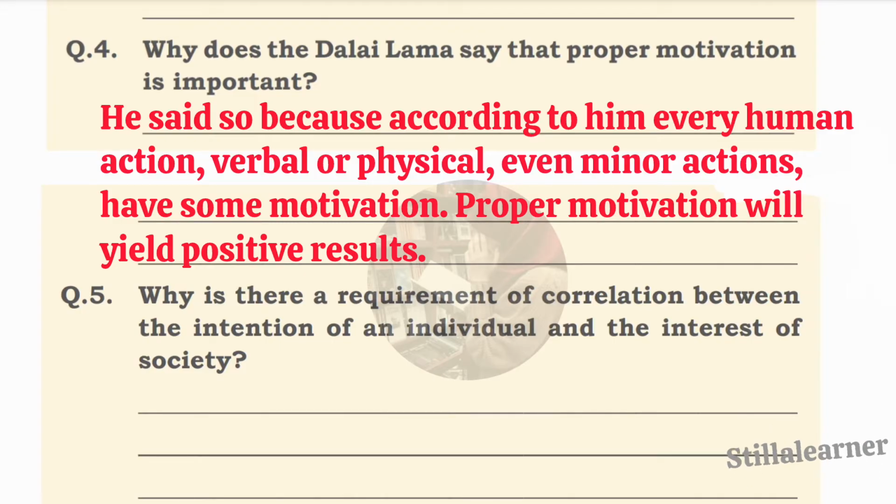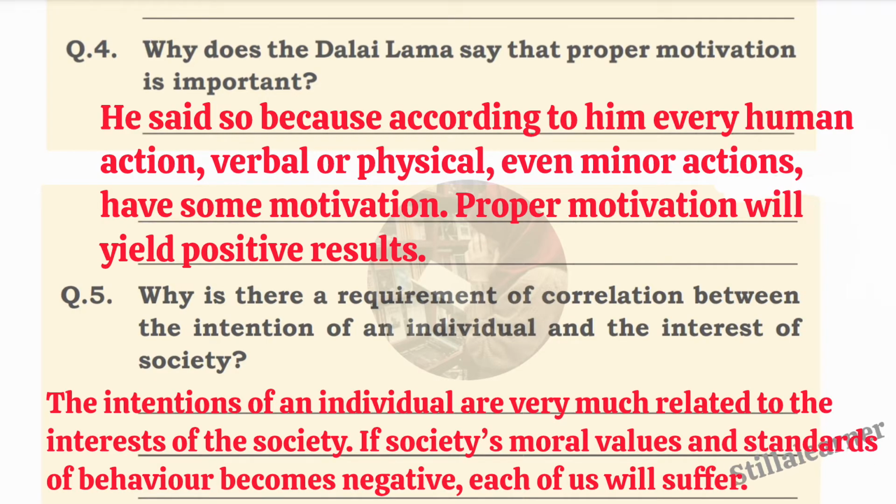Proper motivation will yield positive results. Fifth question: why is there a requirement of correlation between the intention of an individual and the interest of society? Answer: the intentions of an individual are very much related to the interest of society. If society's moral values and standard of behavior become negative, each of us will suffer.